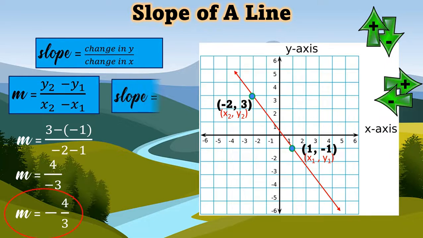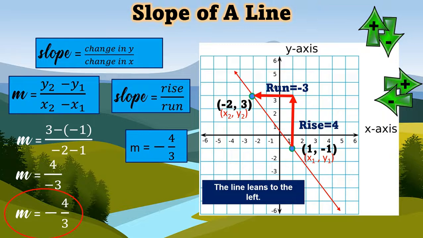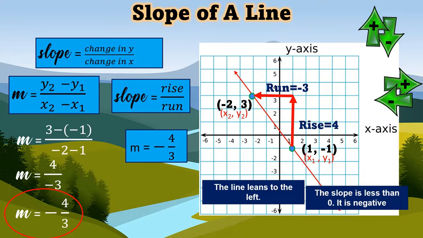Using the rise over run, from the point whose coordinates are 1, -1, we rise 4 steps, and then we go to the left, we have -3. And so the slope is negative of 4/3. The line leans to the left, and so the slope is less than 0, and it is negative.